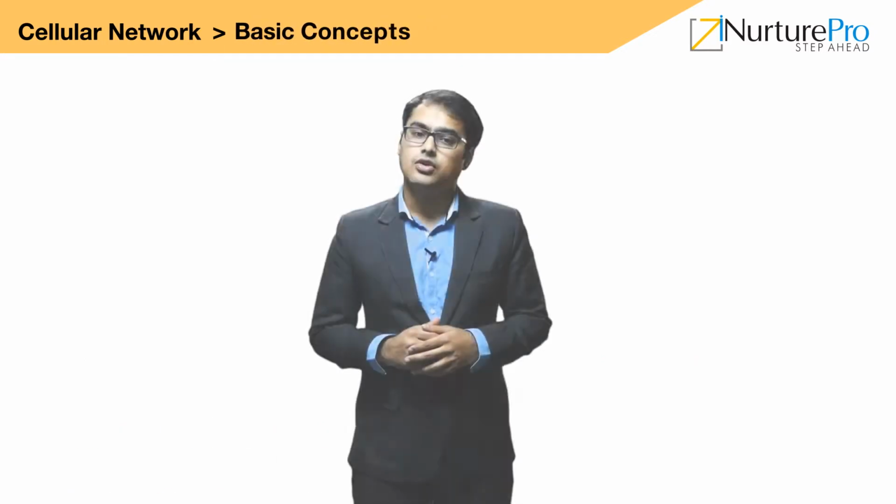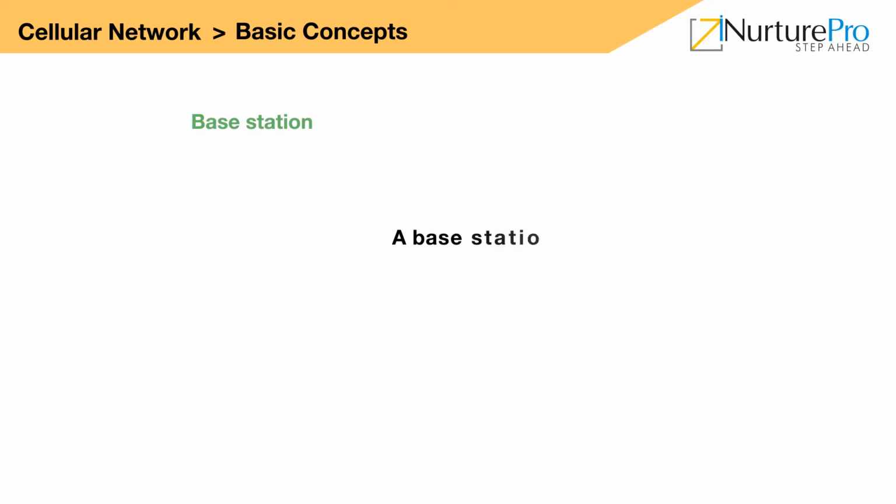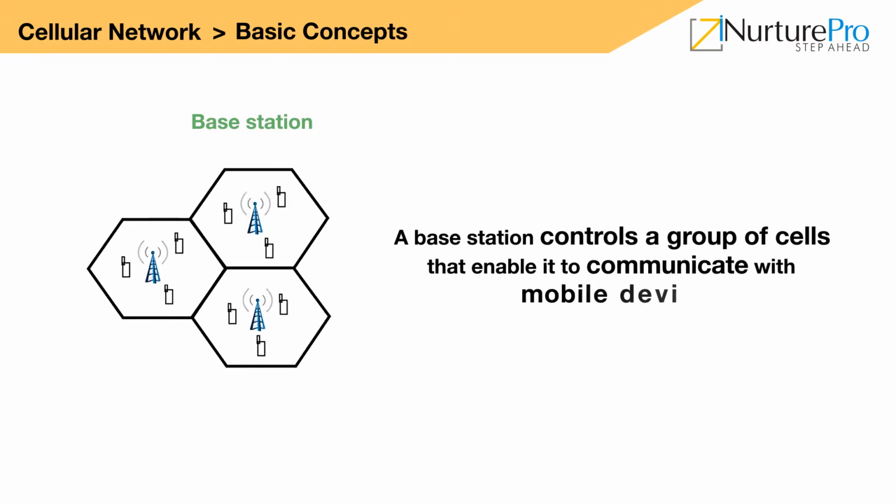Let us now learn certain concepts related to cellular network. So let's begin with the first concept, called the base station. A base station controls a group of cells that enables communication with the mobile devices. There is a group of transceivers, each covering a specific geographical area of a cellular network. A base station contains one or more cells to interact with the operator access, network controllers and the core network through a backhaul link.